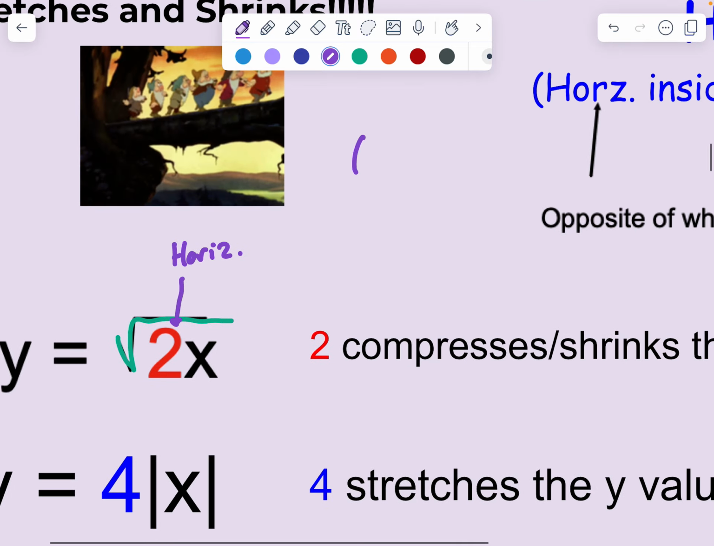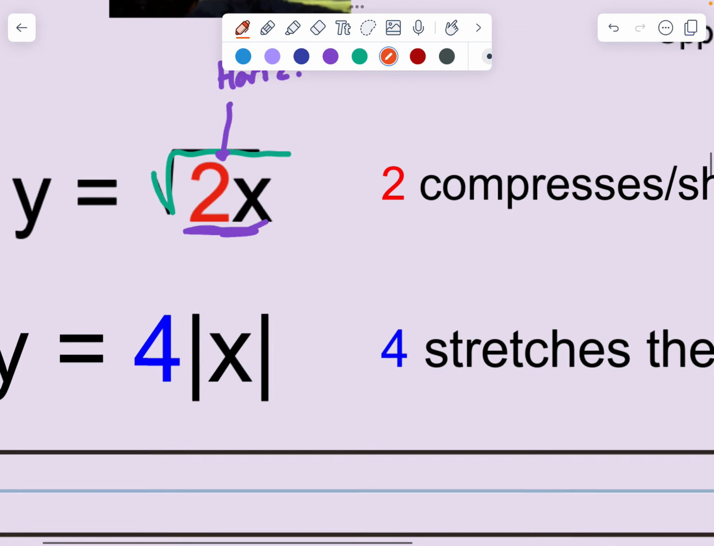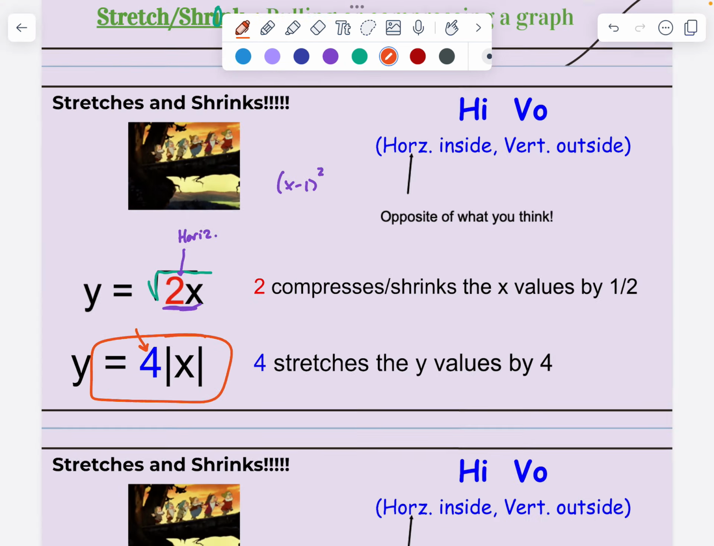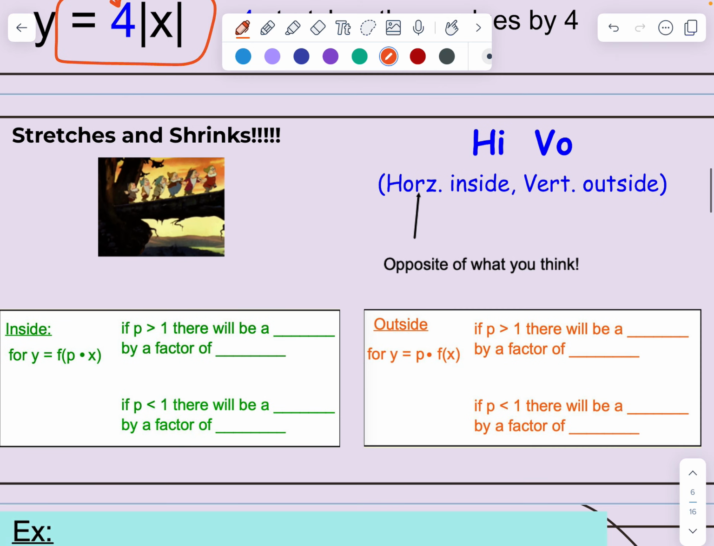So very much like when we see this, we are programmed to say that is right 1. Looks like it should be left 1, but it's right 1. This looks like it should be a stretch of 2. It is a shrink of 1/2. That is horizontal. Vertical happens on the outside. So this guy, next to our absolute value function, stretches it by a factor of 4. I believe you have this page in your notes.